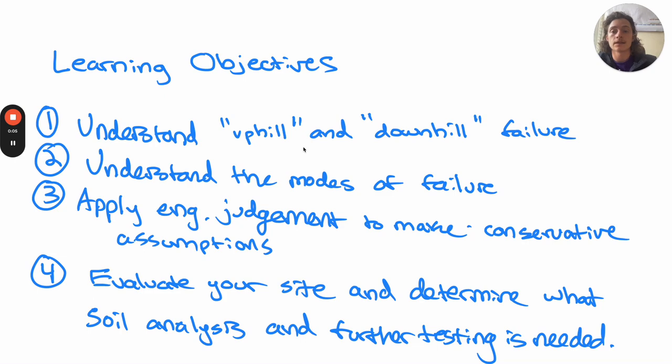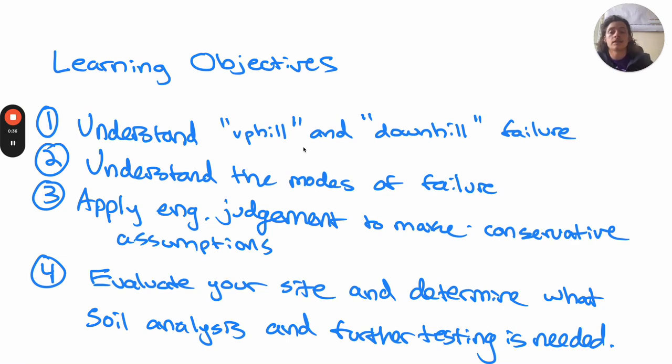The learning objectives for this section are, first, to be able to understand the different soil shear failure checks for what we're considering uphill and downhill sliding. Second, to understand the modes of failure for soil underneath the abutment. Third, to apply engineering judgment to make conservative assumptions about the failure modes. And fourth, evaluate your site and determine what soil analysis and further testing is needed.